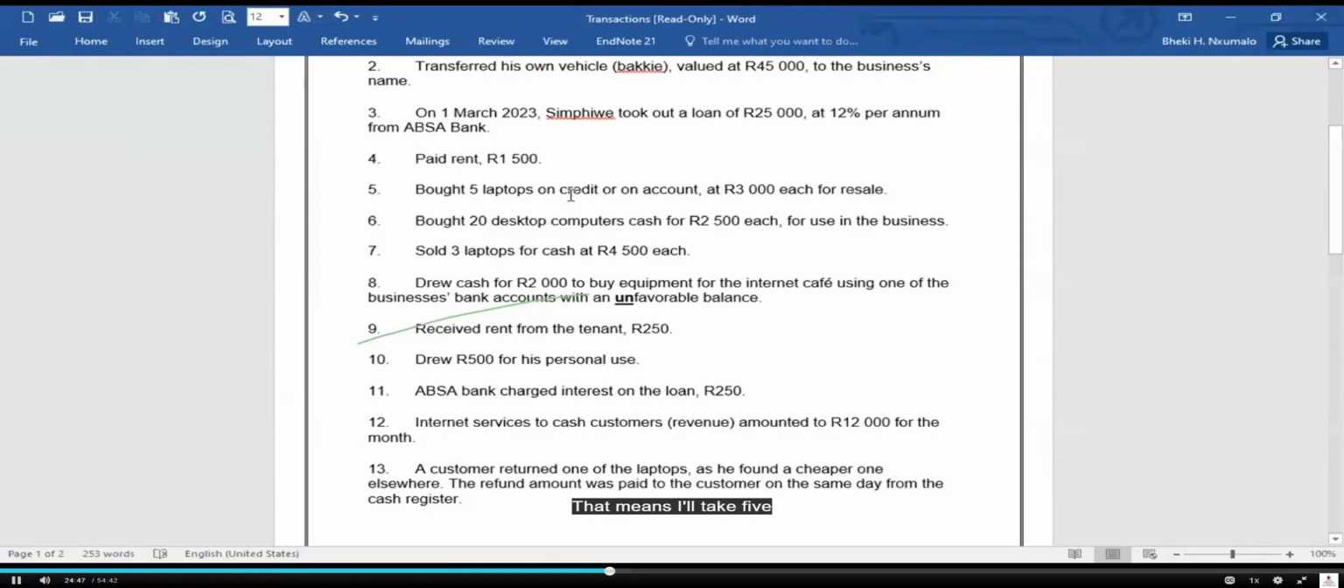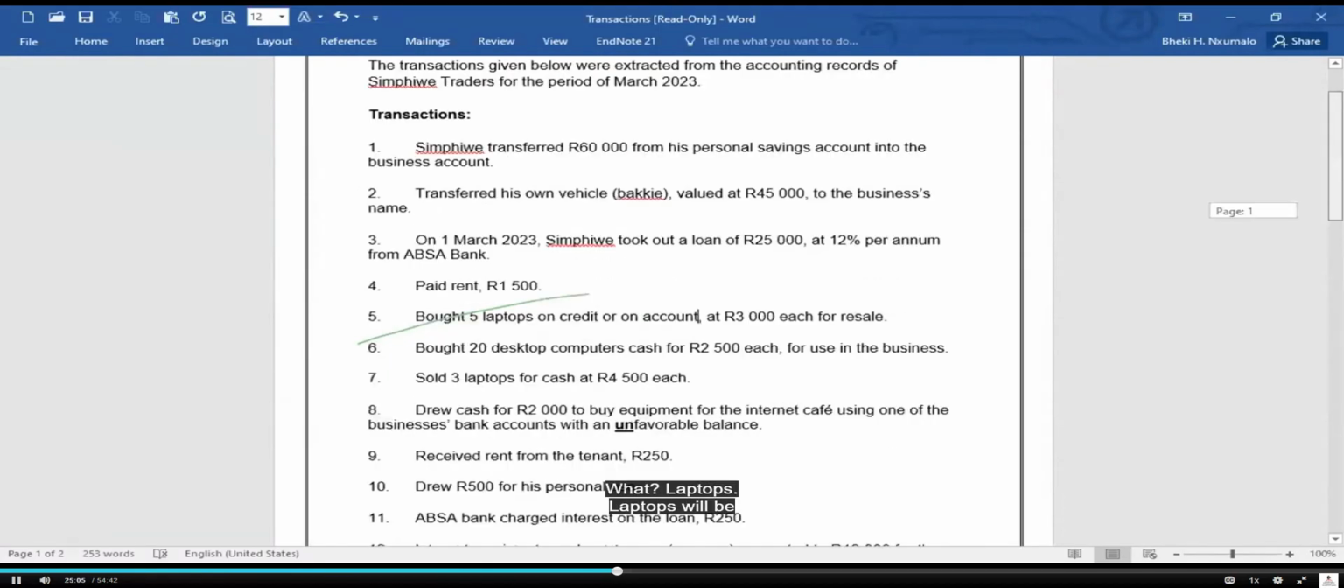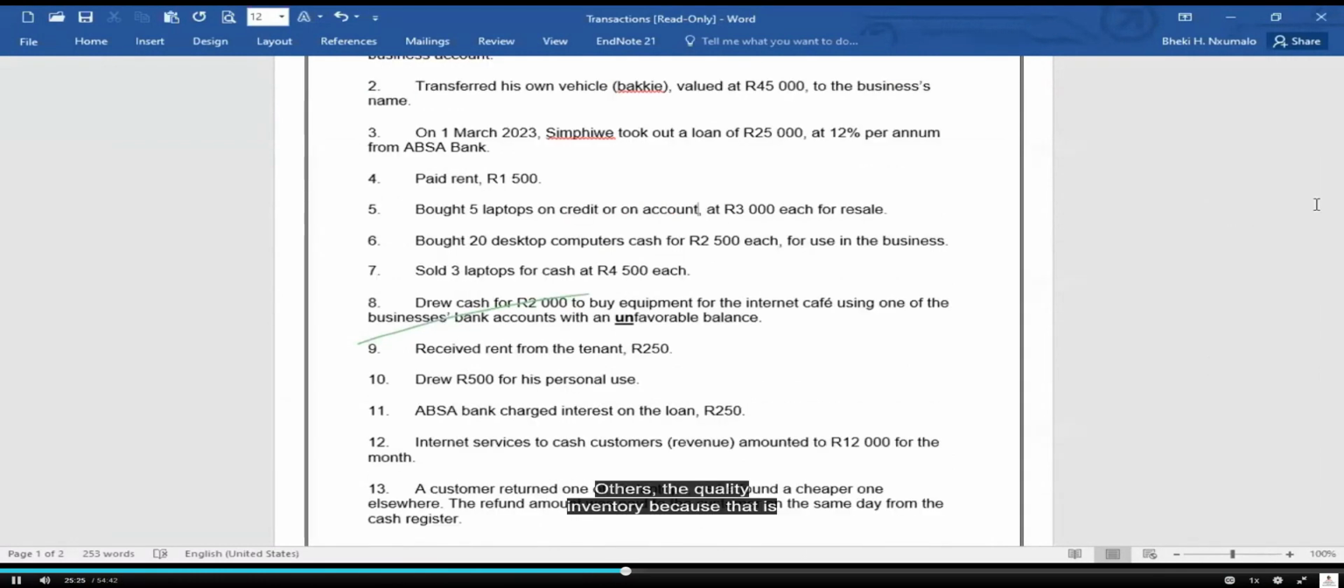So that means, so he bought what? Laptops. Laptops will be used in the business. If a person writes laptops, and then I have to mark that, but that laptop, it's used as what? It's an equipment that will be used in the business. Or let's classify laptops as an inventory. Others, they call it inventory because that is the stock he bought to use in the business for a sale.